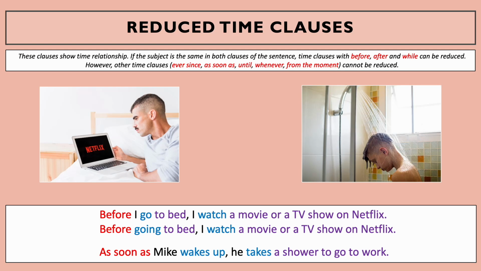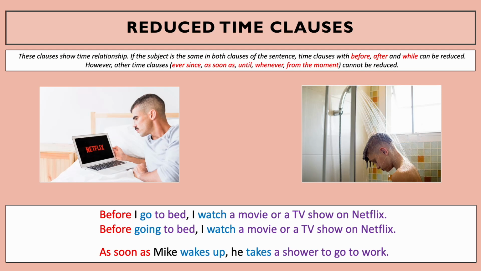The first part of the sentence says, before I go to bed. In this part, the subject is I. The second part of the sentence is, I watch a movie or a TV show on Netflix. If you analyze, the subject in the two parts of the sentence is I and I. So for the first part of the sentence, you delete the subject, and the verb goes in the gerund form. That's why we say, before going to bed, I watch a movie or a TV show on Netflix. Like in the first example says, before I go to bed. But in the second example says, before going to bed. Because we have the same subject in the first and in the second part of the sentence.